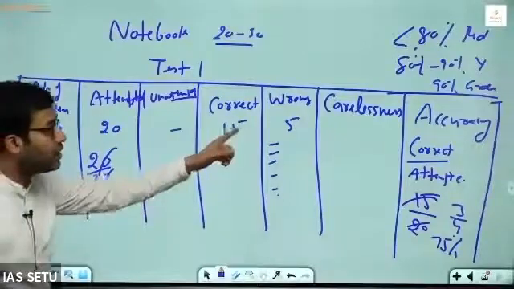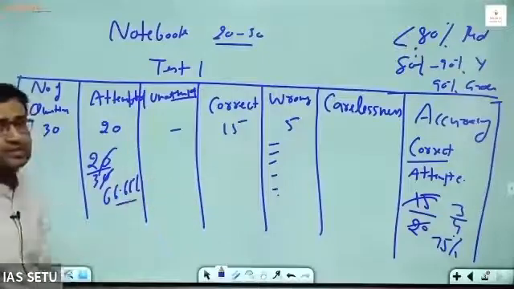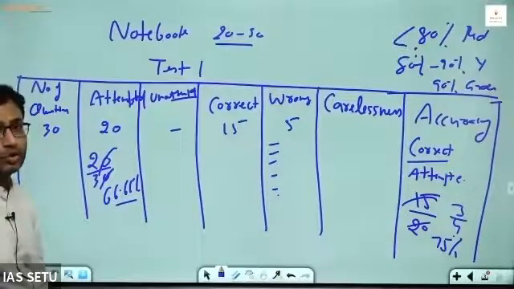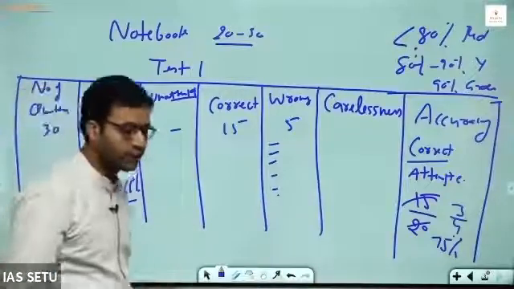And here, if you are getting 5 questions wrong and 10 unattempted, you have to revise these also if they are from the lecture, or you have to check the detailed explanation. Is this clear to all of you?